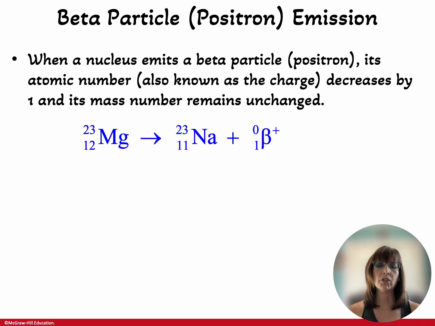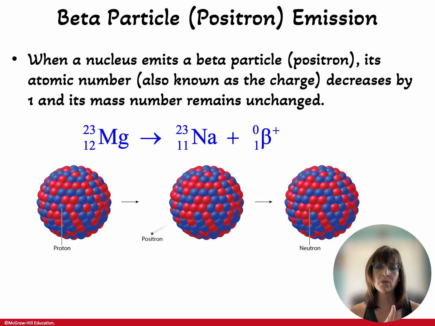And here's why. So if you look at this reaction, are we conserving mass number and atomic number? Of course we are. 23 on one side, 23 plus 0 on the other side, 12, 11 plus 1 is 12. Well, here's what's going on. That positron does not have a mass because it's like an electron, and it does have a positive 1 charge. But here's what's really happening. You have a proton decaying into a neutron. So it's the opposite of what we just had, where a neutron was decaying into a proton.